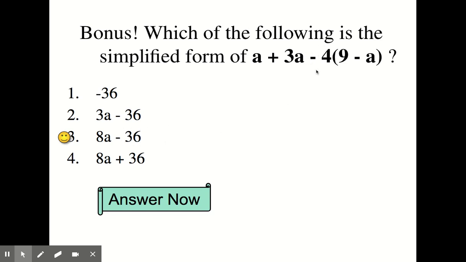And then I have the negative 4 times the negative a. I know it says minus a, but we can consider it negative a. And negative 4 times negative a would give us positive 4a. And 4a plus this 4a gives us the 8a.